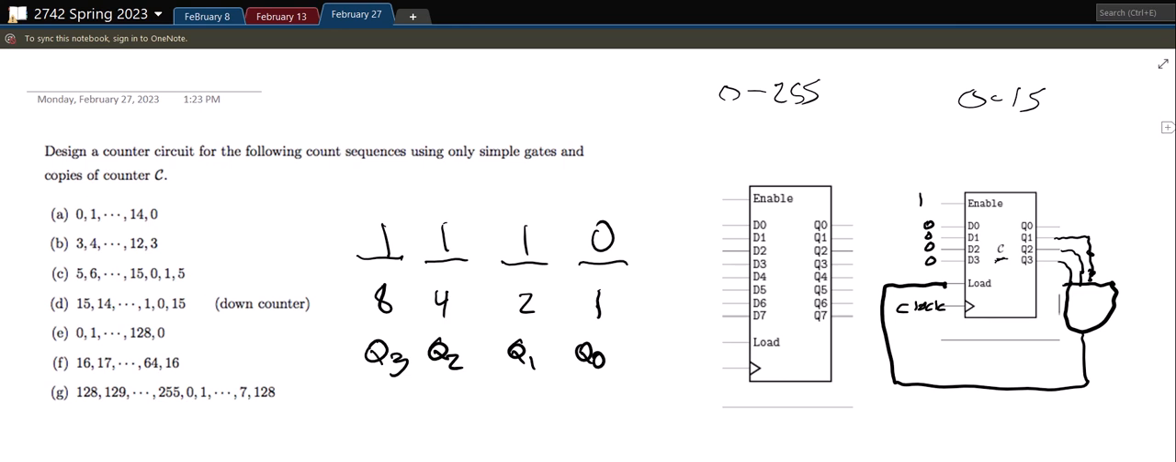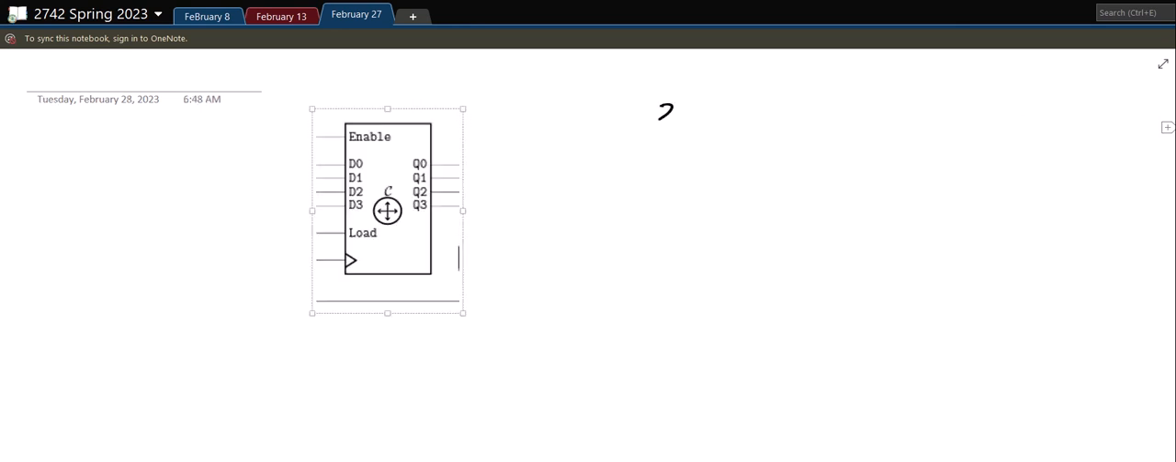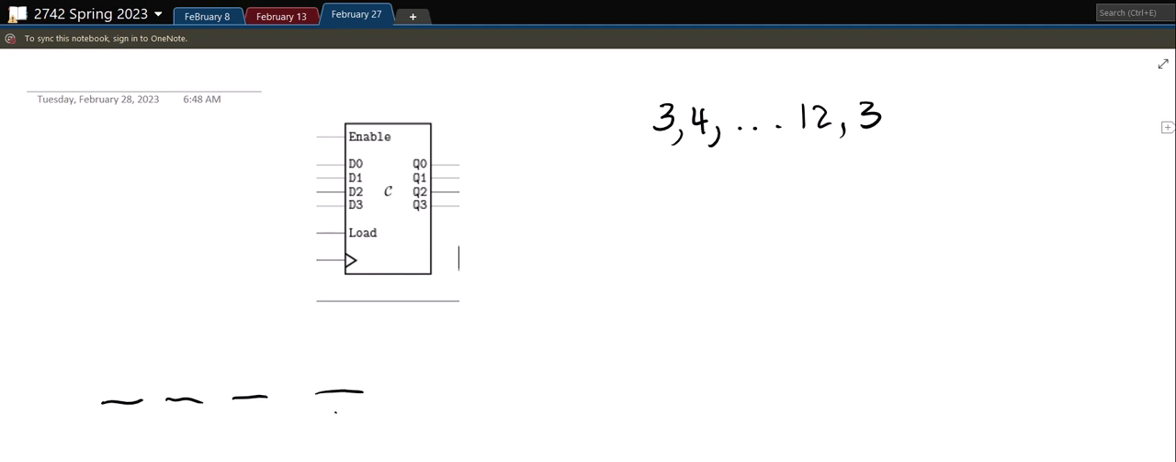Okay, so 3, 4, 12. So we're going 3, 4, up to 12, and then we want to load 3. So the first thing that we need to do is to figure out how to load 3. So hopefully you know the binary number for 3. So remember our place value, 1, 2, 4, 8. So 3 would be 1 plus 2, and 0s in the 8 and 4.